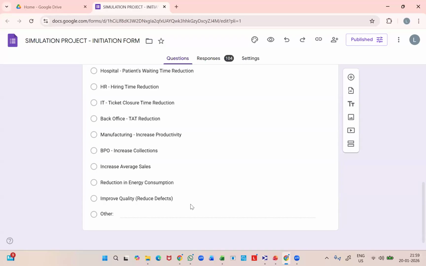So whichever topic is relevant to your process, you can choose from this list. But in case you don't find that topic here, you can also choose other and then provide that header name. Understood. Thank you.